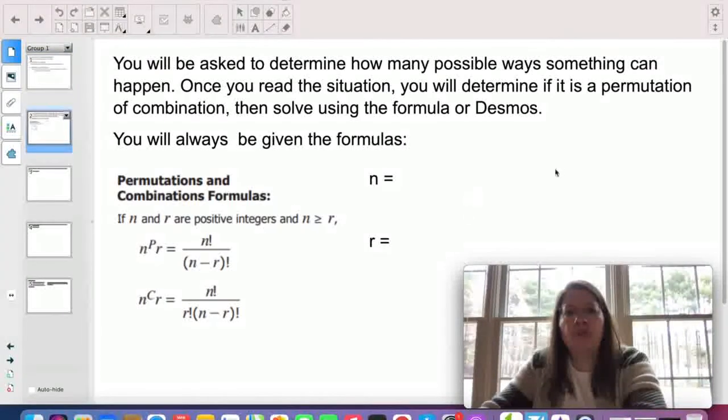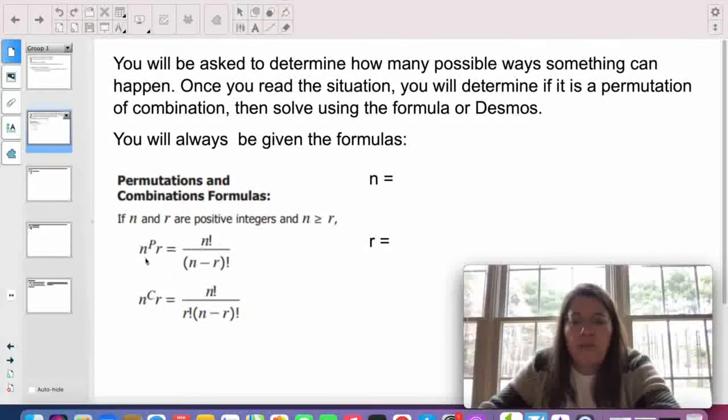You will be asked to determine how many possible ways something can happen. Once you read the situation, you're going to determine if it's a permutation or combination. Then you're going to use a formula to solve those, or you might use Desmos. I'm going to show you how to do it both ways. If you choose to use formulas, the formulas will be given to you on the SOL. Honestly, I think most of you are going to choose to do Desmos because it's so easy.